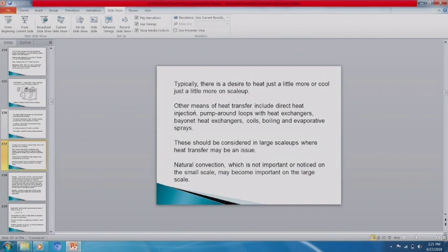You cook with live steam, perhaps, or you inject heat with live steam. Pump around loops with heat exchangers, that's not so hot. Typically, with pump around loops, you can't put enough through a pump in comparison to what the impeller is pumping. Bayonet heat exchangers may work well. Boiling works well to get heat out. Evaporative cooling, well, okay, which is evaporation. These should be considered on a large scale when heat transfer is an issue.